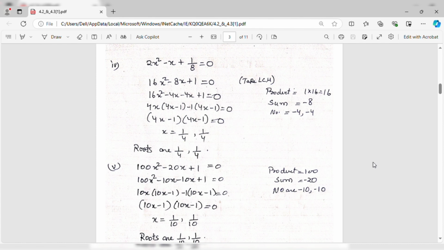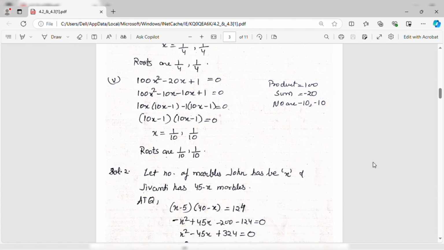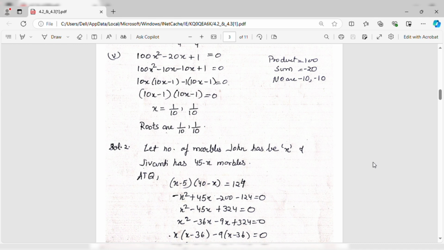Fifth part, the question is 100x square minus 20x plus 1 equals 0. Here the product should be 100 and the sum should be minus 20. So the numbers we can take are minus 10 and minus 10. So after splitting the middle term and taking common, the factors would be 10x minus 1, 10x minus 1. So the roots would be 1 upon 10 and 1 upon 10.